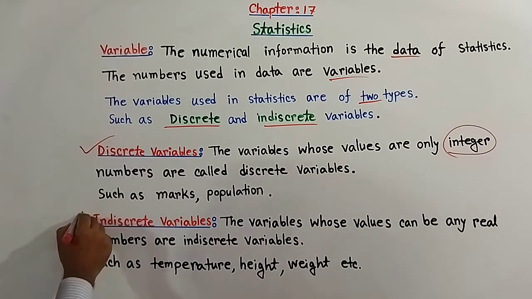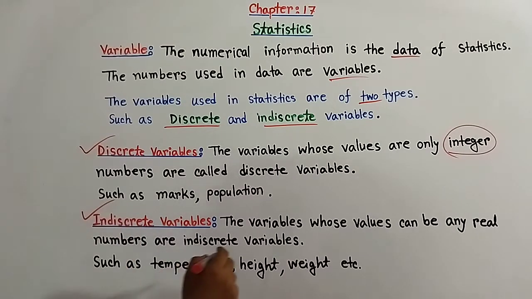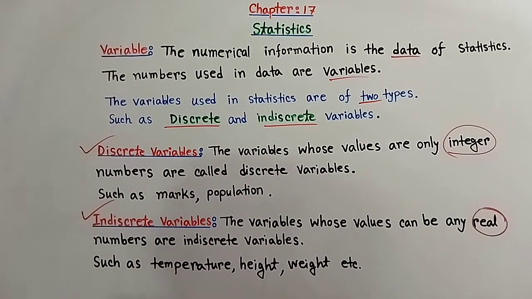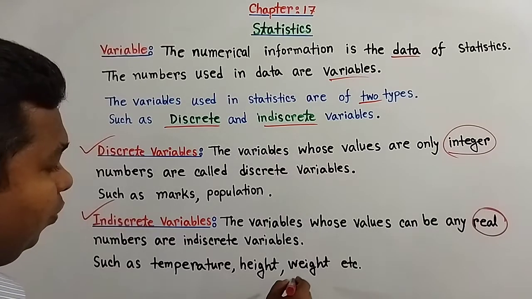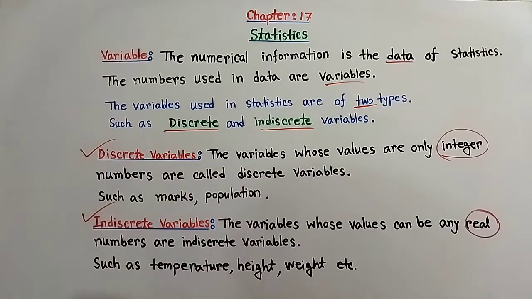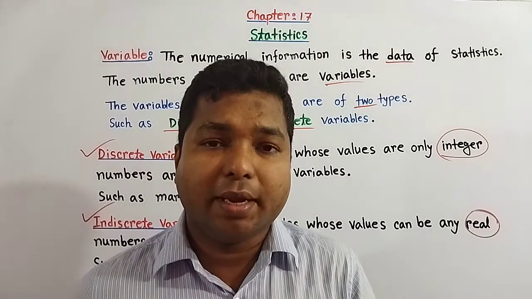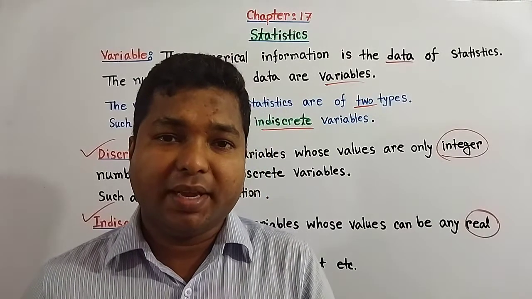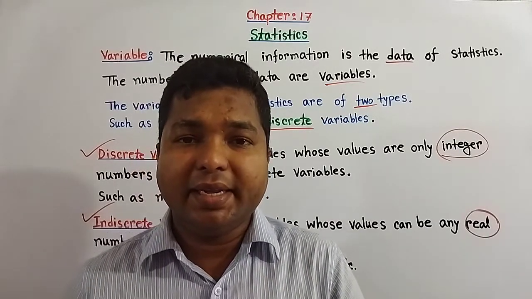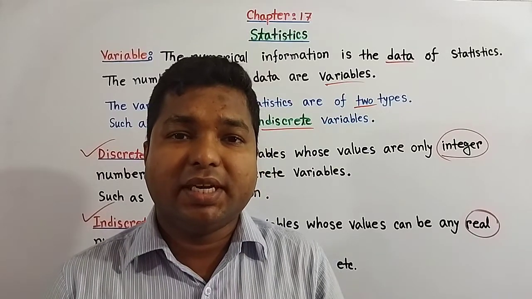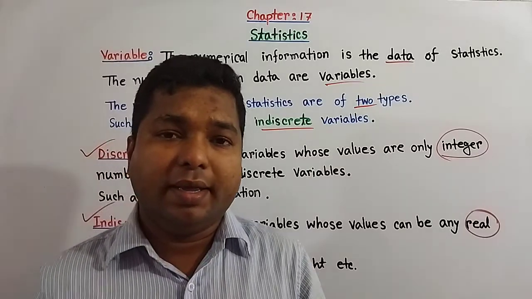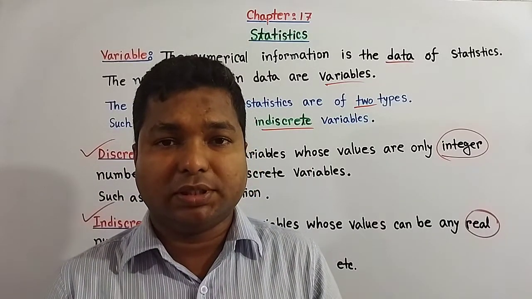Now, our next topic, indiscrete variables. The variables whose values can be any real number, such as temperature, height, weight, etc. So, the variables whose value can be only an integer number are called discrete variables, and the variables whose values can be any real number are called indiscrete variables. Those two definitions and examples are also important for your MCQ part.